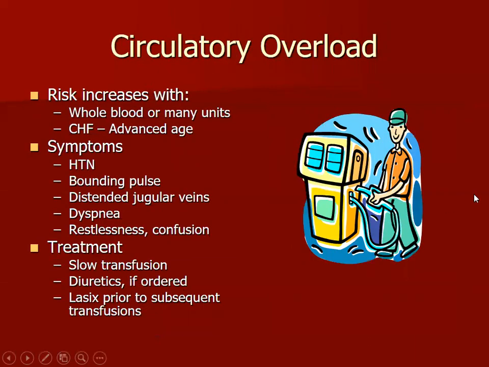Now, circulatory overload is another side effect that we may see. There's an increased risk when you give whole blood or a lot of units of blood. If someone has congestive heart failure or is older in age, their body just can't handle all that extra fluid. Symptoms usually are hypertension, bounding pulses, distended jugular veins, dyspnea, restlessness, and confusion. They could have crackles in their lungs and sometimes a real wet cough as well.